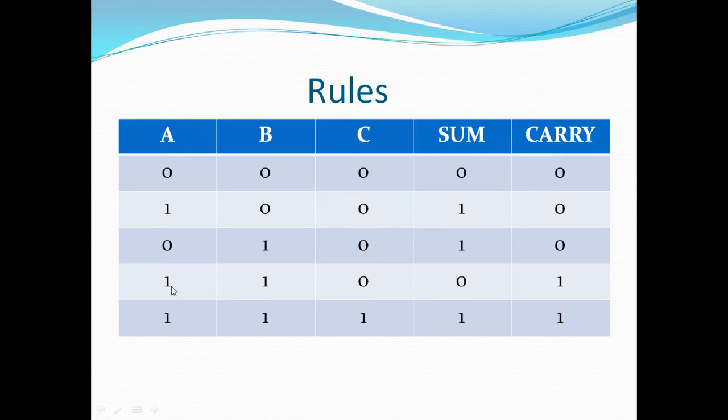So what we can say is, two ones when added, the sum is 0 and carry is 1. When we have three ones together, the sum is 1 and carry is also 1. This is the easy way of doing the calculation.